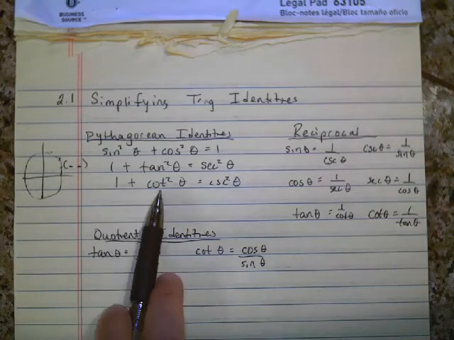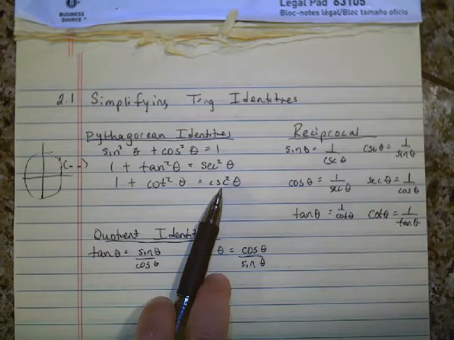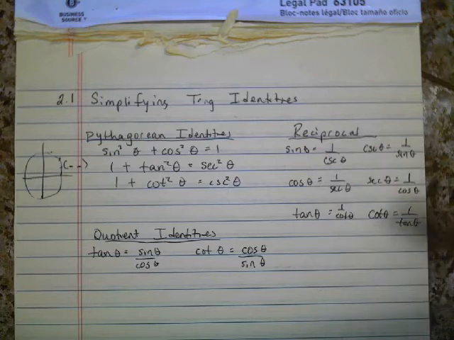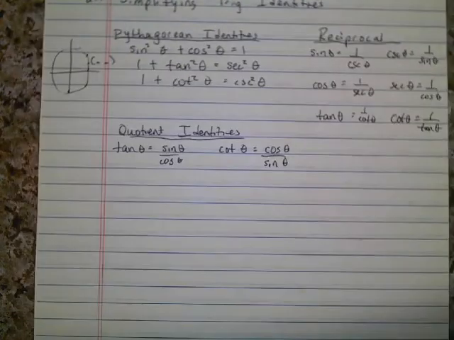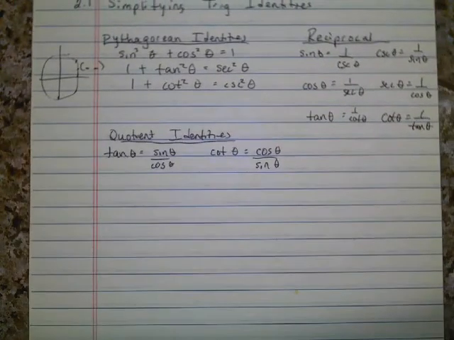1 plus cotangent squared is always equal to cosecant squared. We know the reciprocal identities, and we know the quotient identities. If you don't have those in your notes, you'll want to put them in your notes because you're going to need them to simplify the trig identities that we are getting ready to talk about. So I'm going to do a lot of examples of these so that you have them to come back and look at as you're working through the homework.